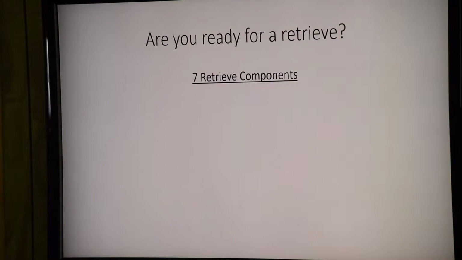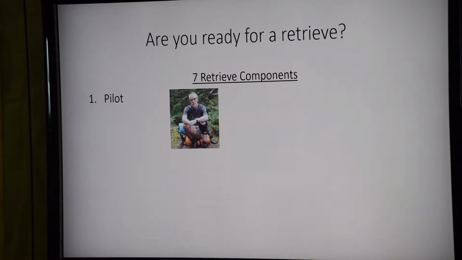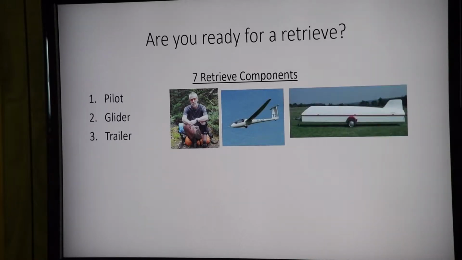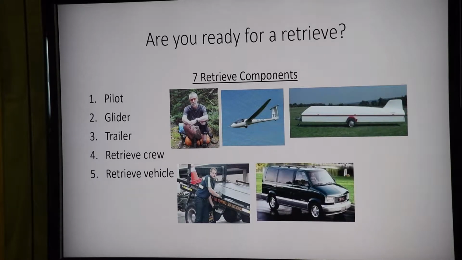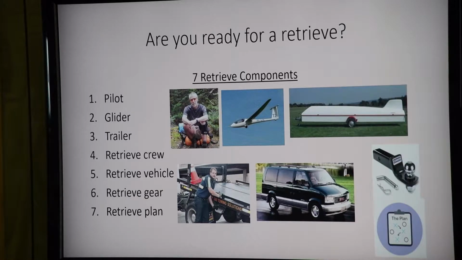So the way I figure it, there are 7 components to planning a retrieve. And we're going to talk about those. 1, pilot. That's pilot's part of the retrieve. Glider, yes. Trailer, yes. Retrieve crew, you got to have somebody drive your vehicle. Retrieve vehicle. Retrieve gear. Retrieve plan.